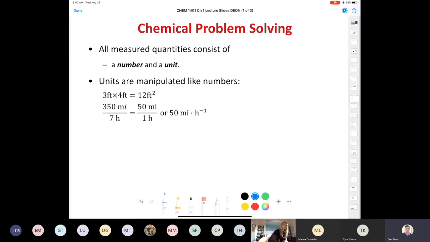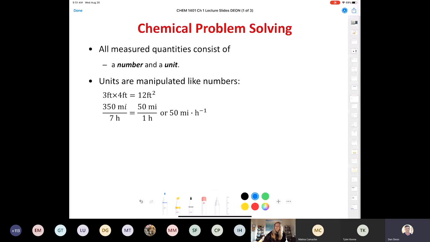I'm going to give you 25. Okay. Is that 25 cents? Because if so, I'm not super excited. But if it's 25,000, I'll take it, right? So units are going to be very, very important. And units are manipulated the same way that we manipulate numbers.